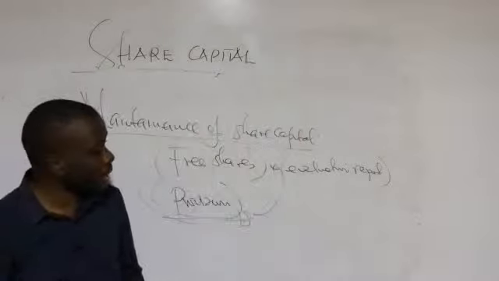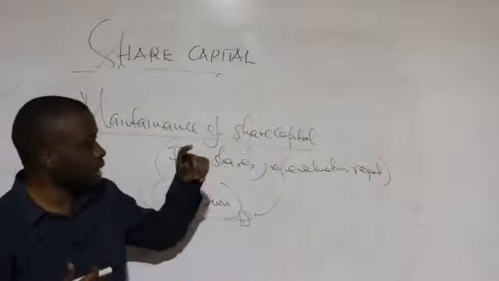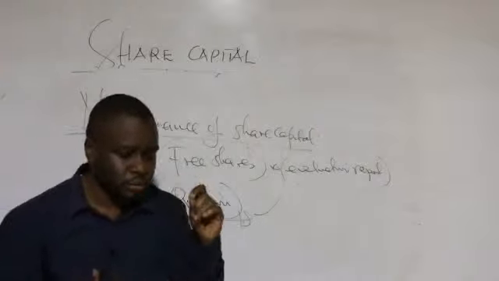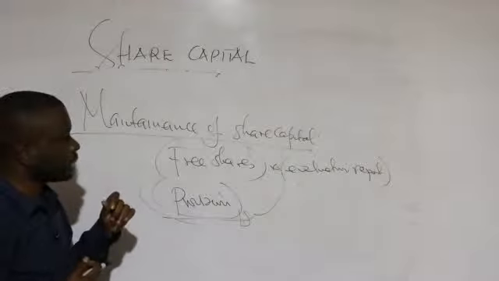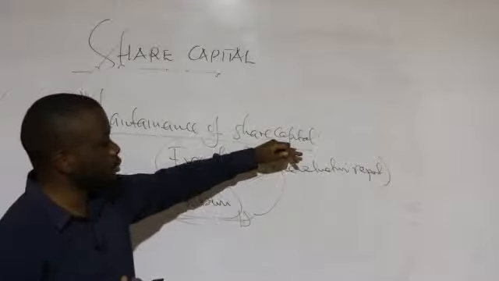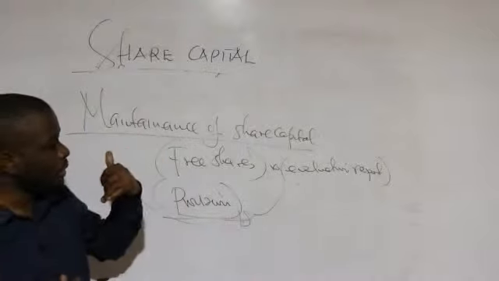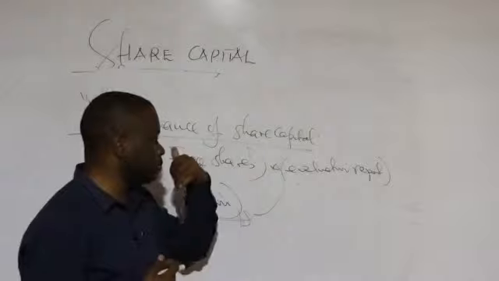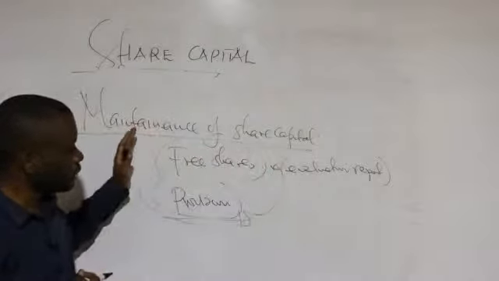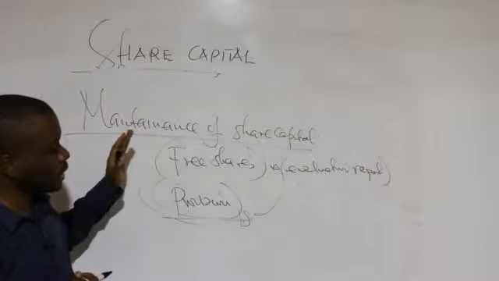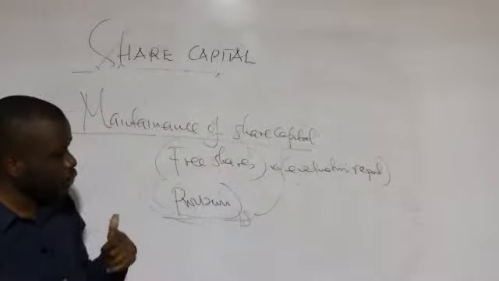Then another way is to ensure that dividends are not paid out of the share capital. Dividends will only be paid out of distributable profits. So there's no way a company should start paying dividends out of share capital, or the capital contributed by the members of the company. In such a case, they're depleting the share capital and not maintaining it. So dividends to the members of the company shouldn't be paid out of share capital. They can only be paid out of distributable profits.